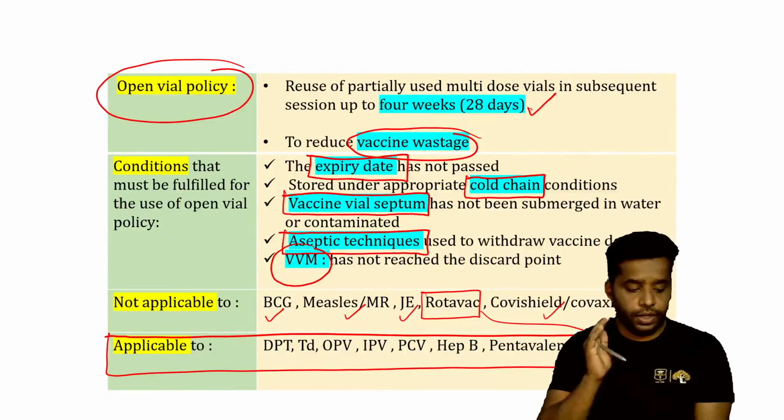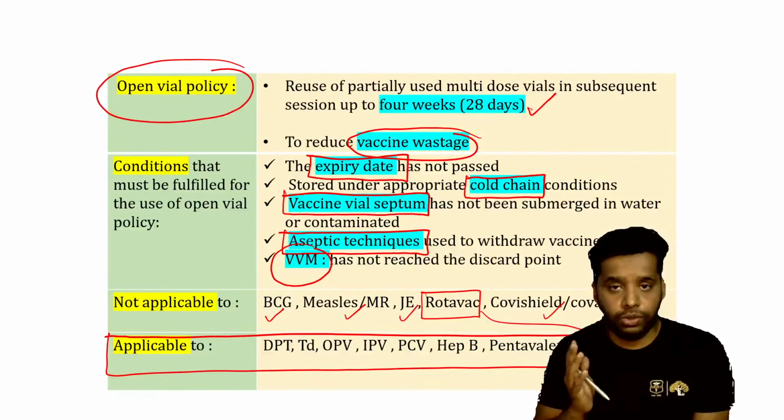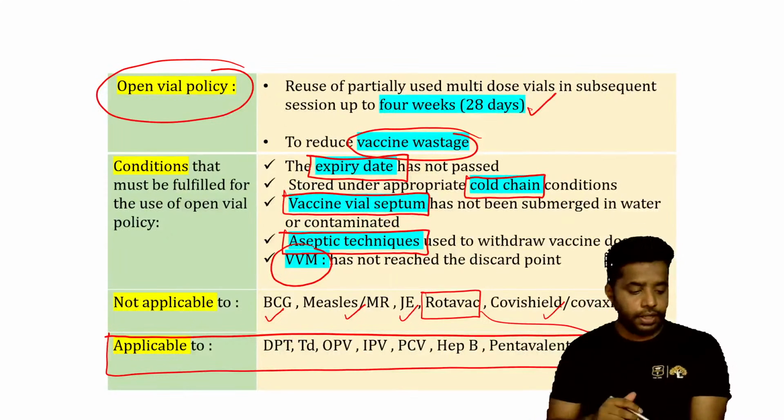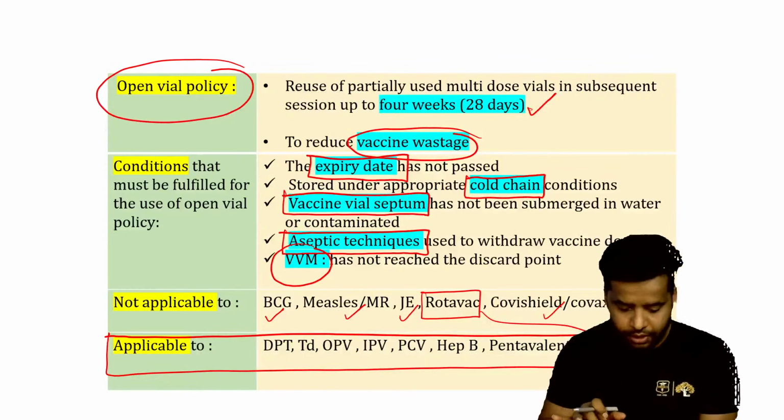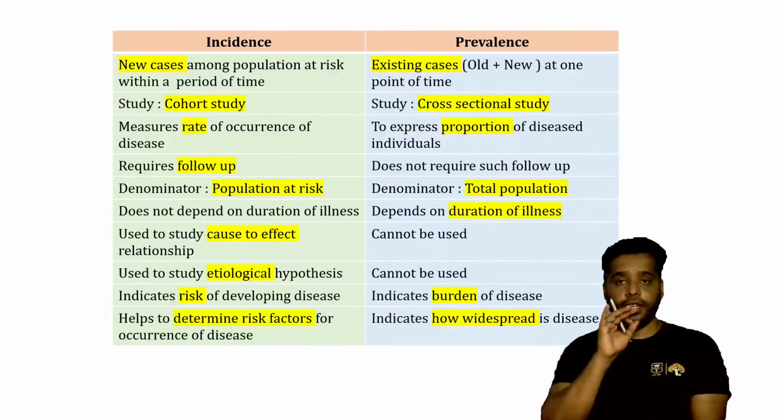What is this policy called? Very good. To reduce vaccine wastage, what is this policy called? Open vial policy to reduce vaccine wastage. Good. Come to next part.